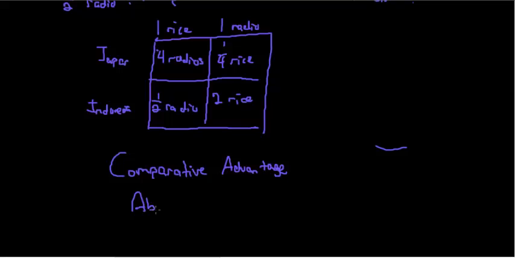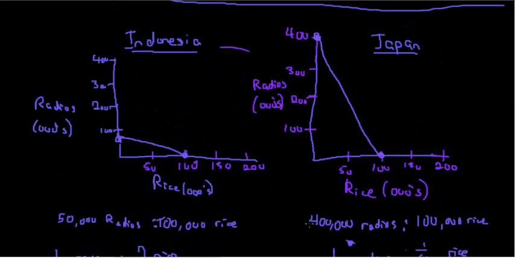Now let's look at absolute advantage. So absolute advantage is just when one country can use all of its resources to produce more of a good than another country. So let's look at this. Indonesia can only produce 50,000 radios with all of its resources, and Japan can produce 400,000 radios with all of its resources. So in this case, we would say that Japan has the absolute advantage in producing radios just because it can produce more in total with all of its resources.